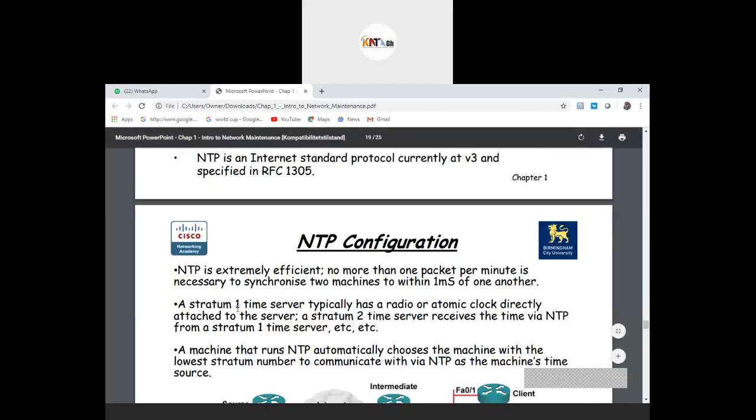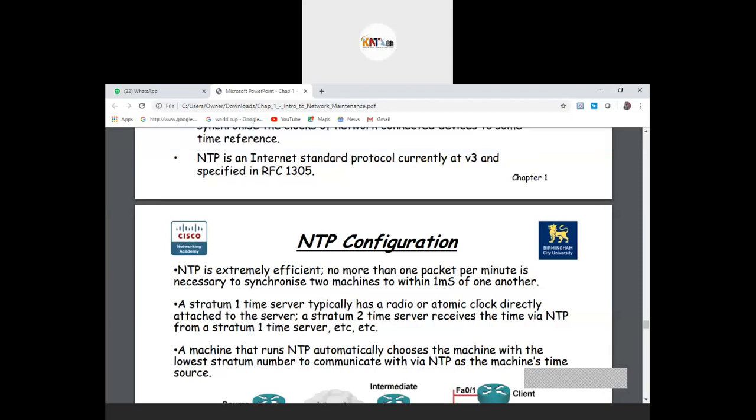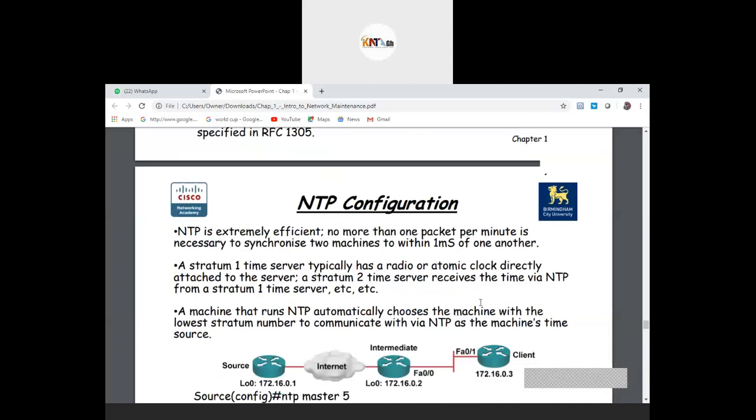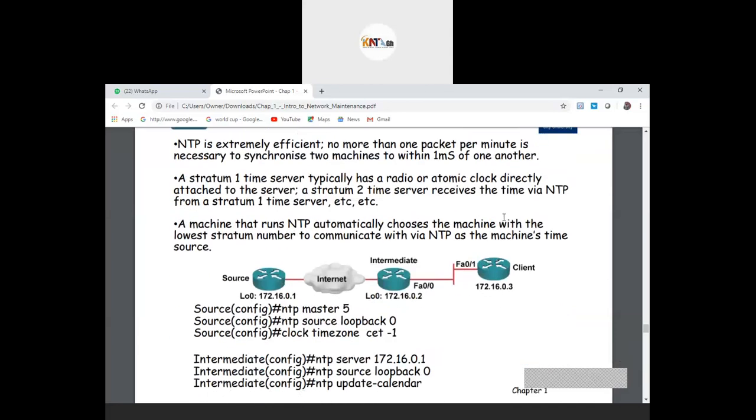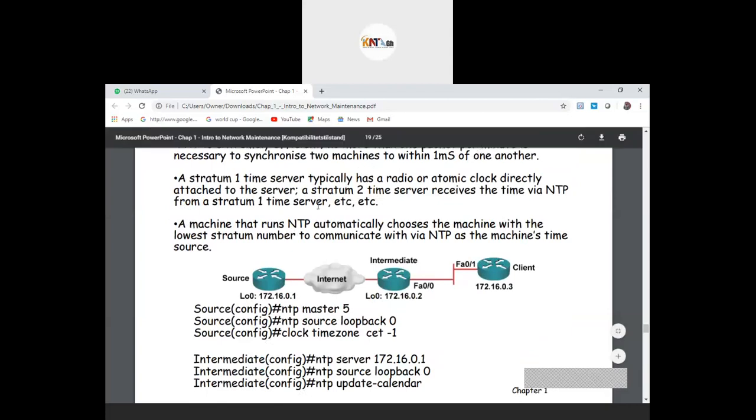Now, a Stratum 1 time server typically has a radio or atomic clock directly attached to the server. A Stratum 2 time server receives the time through Network Time Protocol from a Stratum 1 server, etc.